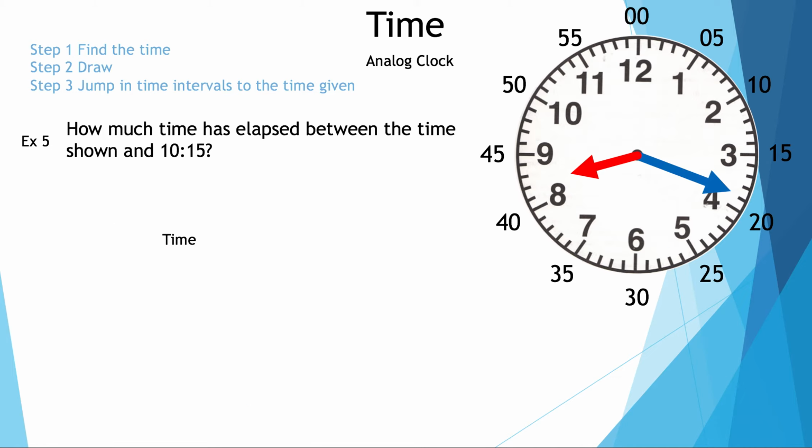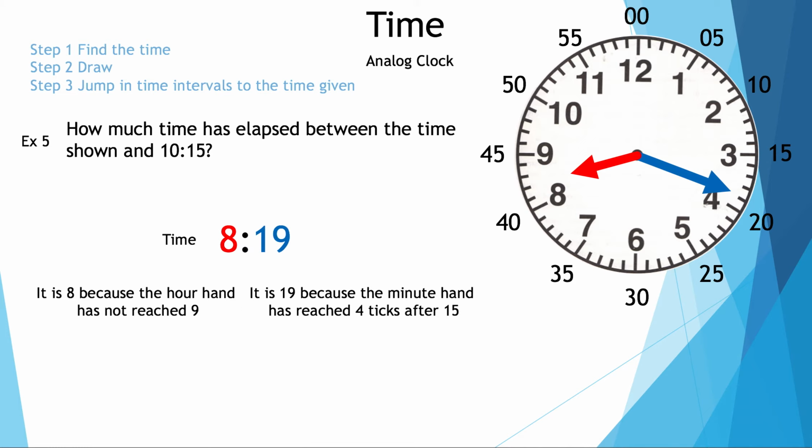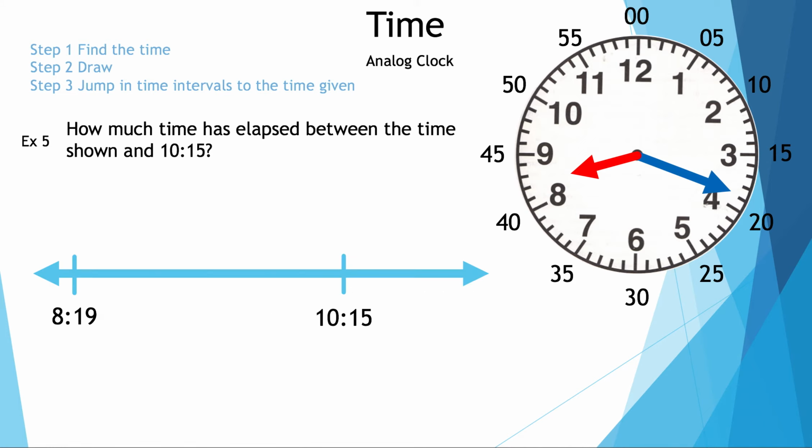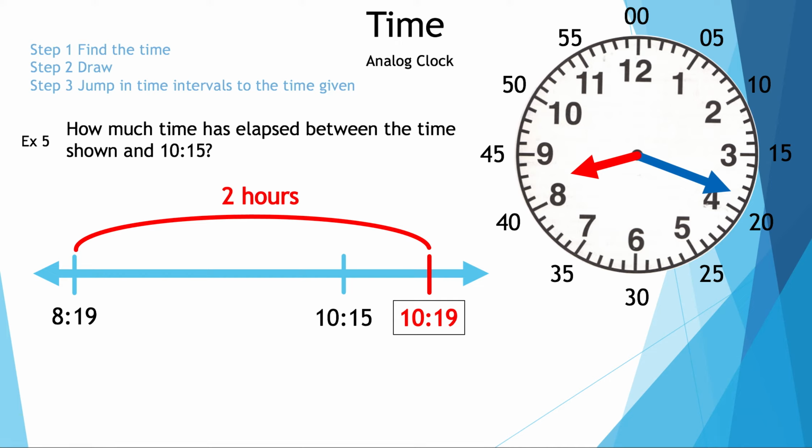Now let's take a look at example 5. We're going to do the same process. You get 8 o'clock because it has not reached 9, and you get 19 because it's 4 ticks after 5. Now in this case, we're going to go past the time given, so we're going to go to 10:19, and then we're going to find the interval, which is 2 hours.